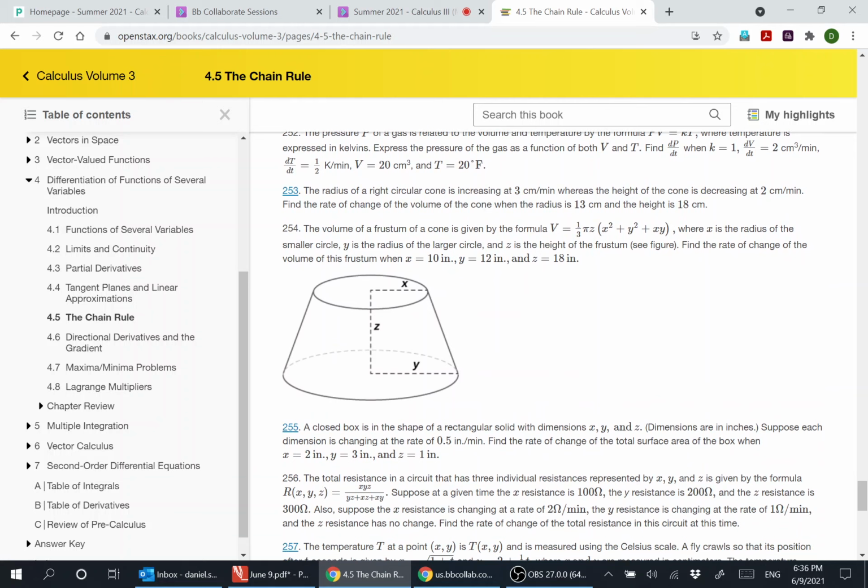So the volume of the frustum of a cone, so it's a cone with the top lopped off of it like that, is given by this formula here, where x is the top radius, y is the bottom radius, and z is the height. Find the rate of change of volume when x is equal to 10 inches, y is equal to 12 inches, z is equal to 18 inches.